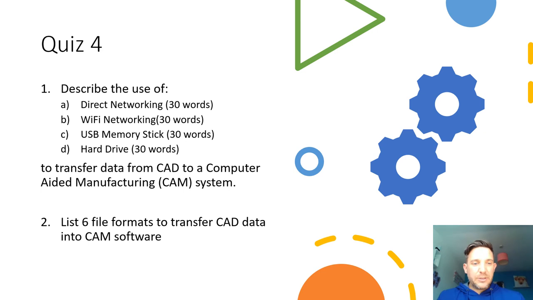So how do we use direct networking to transfer our CAD data to the machine? How do we use Wi-Fi networking to transfer the CAD data to the machine? How do we use a memory stick to transfer the CAD data to the machine? And how can we use a hard drive to transfer the data to the machine?